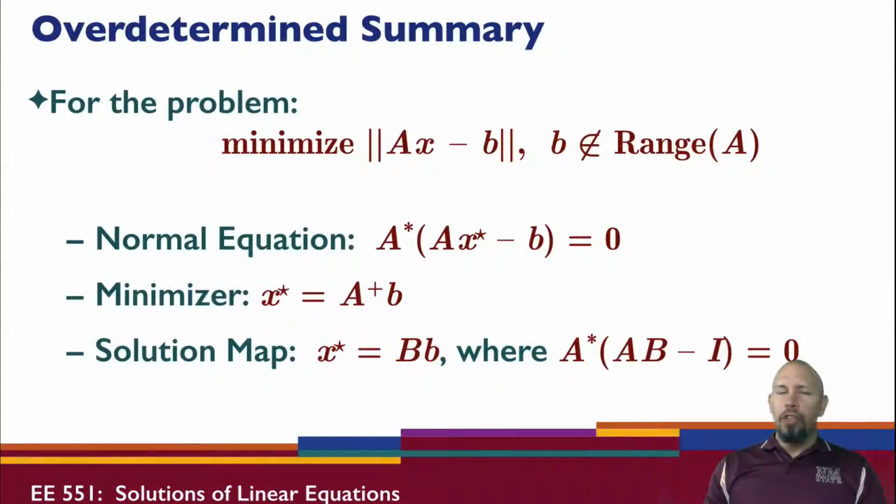So summarizing the overdetermined problem, we have that this minimization problem leads to the normal equation. The minimizer, we can go through and show, is equal to a pseudo-inverse times b, where we actually haven't really talked much about the pseudo-inverse. We'll talk about that later. But this is the minimizer. The solution map, x star, is equal to B times b, where B is a matrix that satisfies this normal equation. In this case, there is a unique minimizer. In this case, there is not a unique solution map.